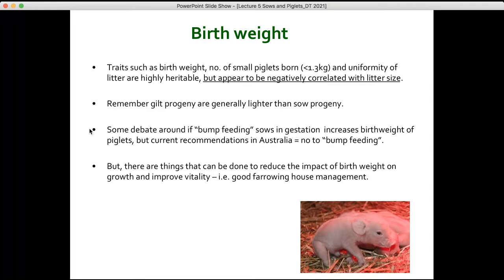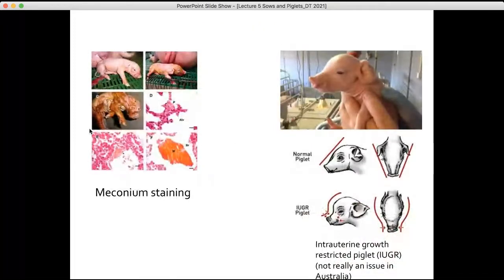But saying that birth weight is an issue and that piglets less than 1.3 kilos are at increased risk of not surviving, there are things that we can do in the farrowing house in terms of good management to try and improve survivability for these little guys. And that's partly what we're going to focus on in this lecture.